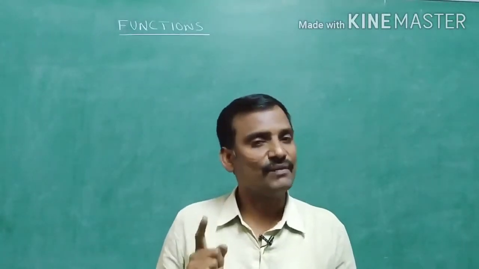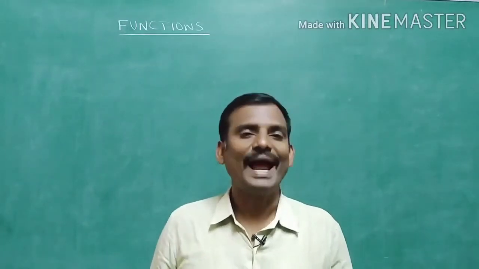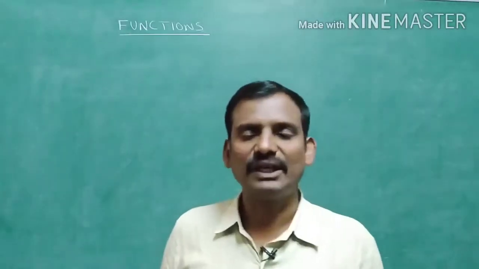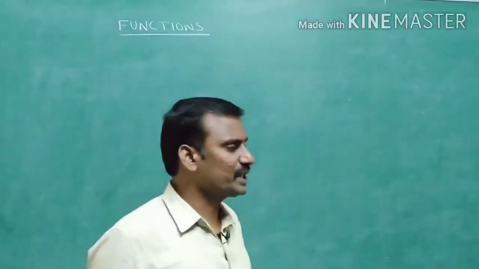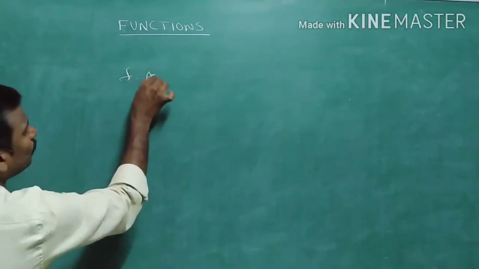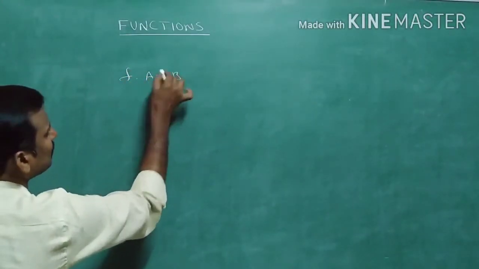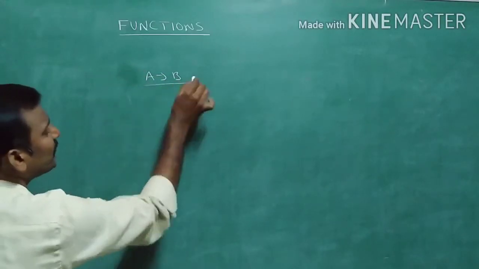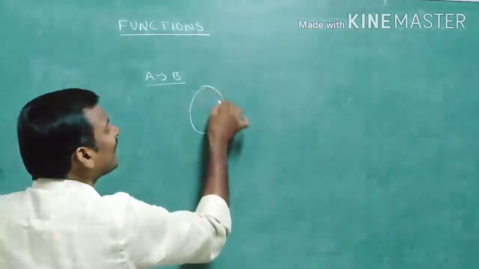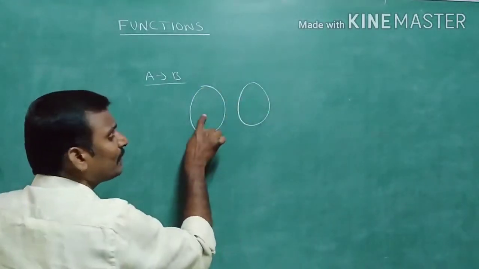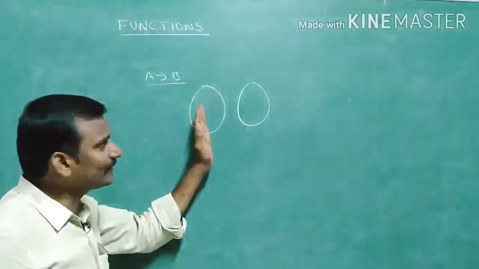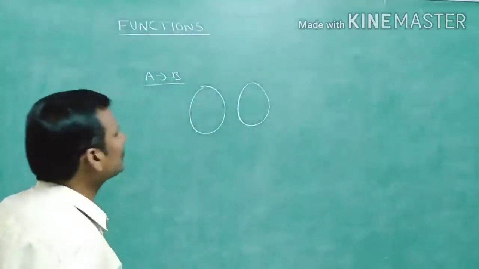In types of functions: one-one function, onto function, and bijective function. Okay. So once recall the definition of function. What is the function definition? A relation f from A to B is said to be a function if every element in set A has a unique image in set B.